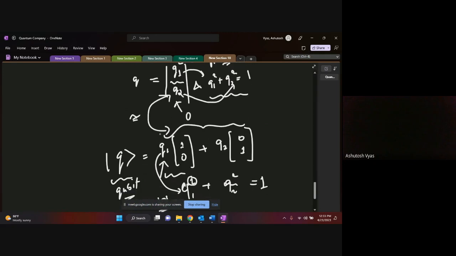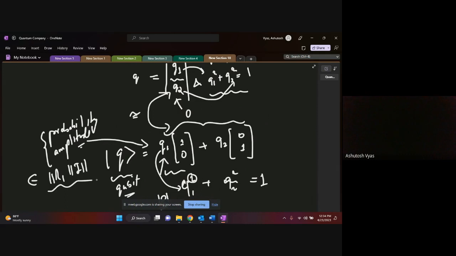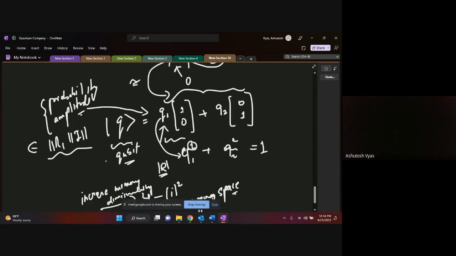Now, if q1 square is called probability, then what will you call q1? It is basically called probability amplitude. Now, probability amplitudes can be imaginary numbers also. So they can be real numbers, they can be imaginary numbers. Both are fine. Okay. But did you guys understand the fundamental concept behind what a qubit is?